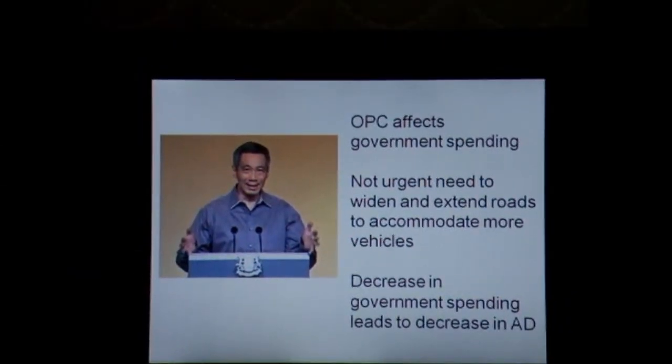OPC also affects government expenditure. With more people using OPC, this reduces the number of cars on the roads during peak hours. This reduces the need for the government to extend and widen the road space to accommodate the increase in vehicles on the road. This causes a decrease in aggregate demand. A decrease in aggregate demand will cause the AD curve to shift to the left.